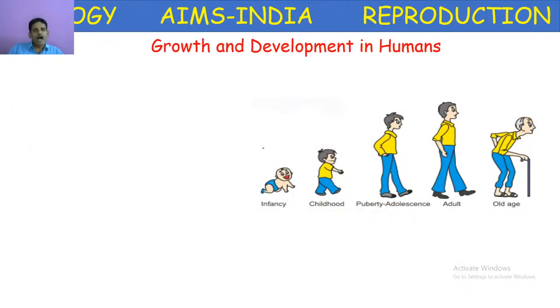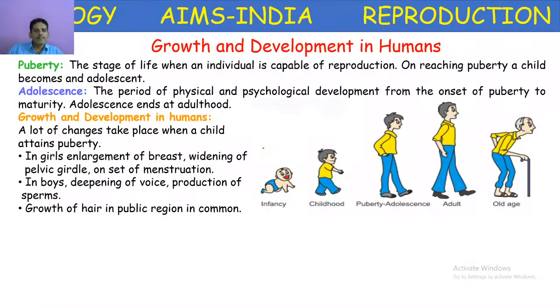Next, growth and development in humans. Let us see. In humans, the puberty stage is a very important stage in life. The stage of life when an individual is capable of reproduction, reproductive maturity, is called puberty. On reaching puberty, a child becomes an adult, and puberty is part of the adolescent stage. The period of physical and physiological development from the onset of puberty to maturity is called adolescence. This adolescence ends with adulthood.